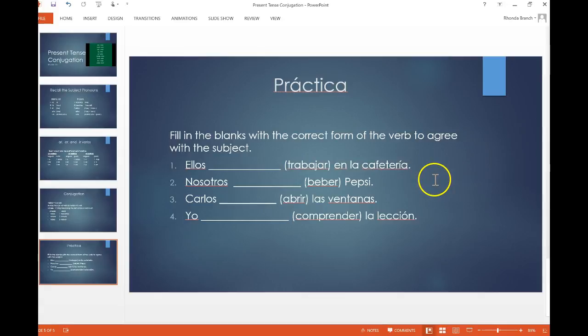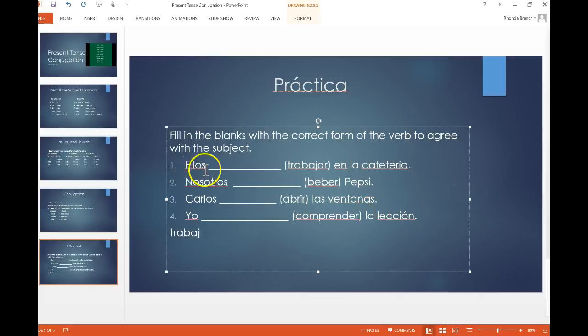Okay, first of all, you know that the first thing that we do when we want to conjugate is take off the AR, the ER, IR. So everything that is left, which is the stem of the word, you know that's going to be a part of your answer. So let's see if we could type something here. So for number 1, if we take off the AR, we're simply left with TRABAJ. Now we have to choose our ending.